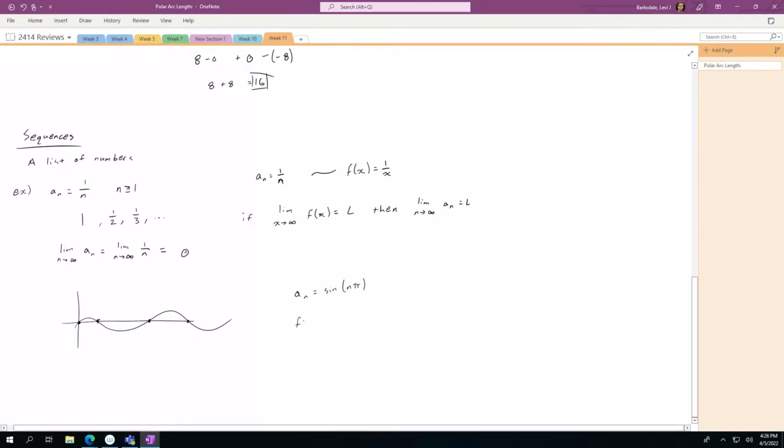But if we took the corresponding function, well, this is just going to be our sine function, which oscillates between -1 and +1. So it is not going to have a limit. Make sense?